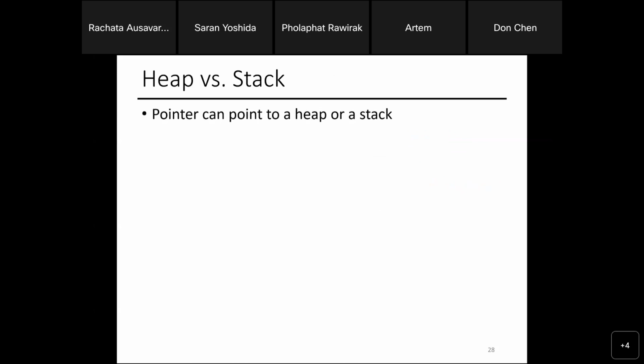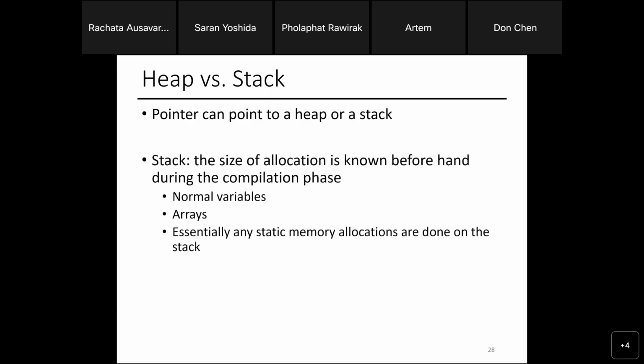Now, the next thing we have to cover is that in memory, there are multiple regions for your data to be on. Some of them are for your code, some for your data, some for OS-specific things. Now, a pointer can point to a heap or a stack. Heap and stack are used differently.